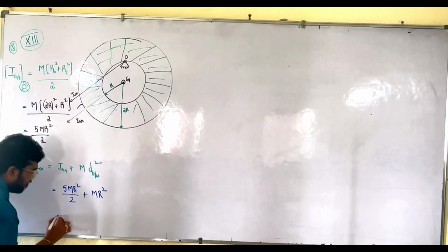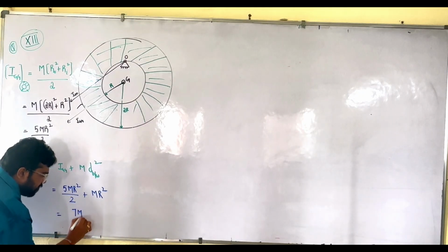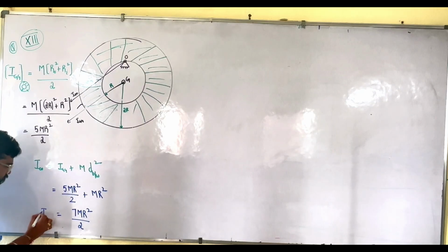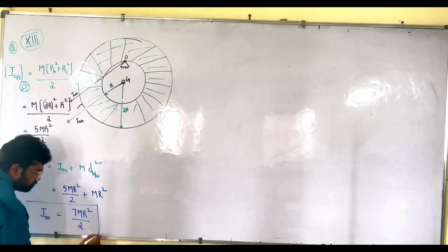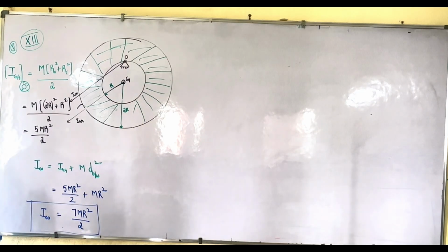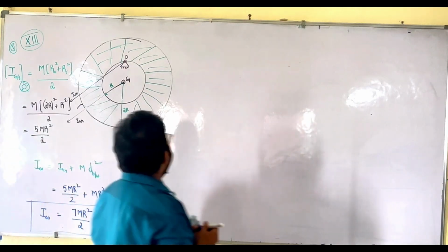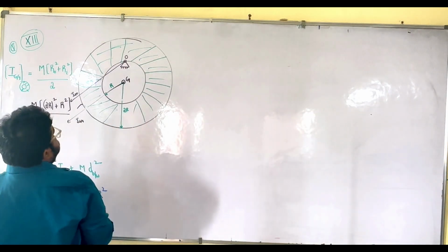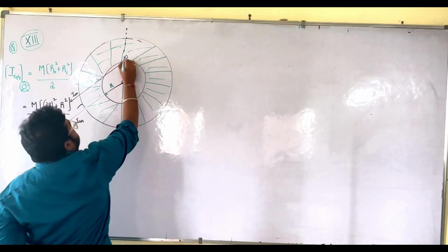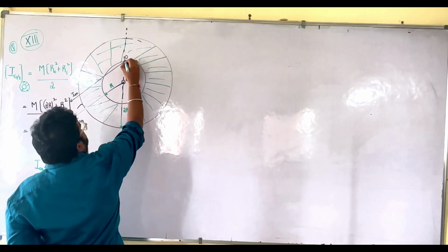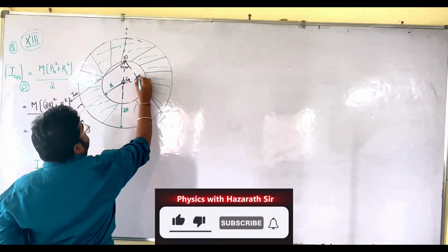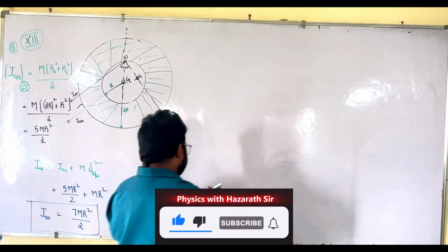So then what you will get? 7 mr square by 2. That is I_O, 7 mr square by 2. Now we need to disturb the system. It will go to G. Then what will we get? Tell me.